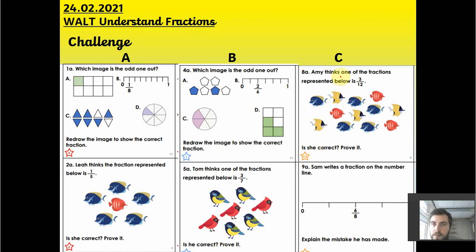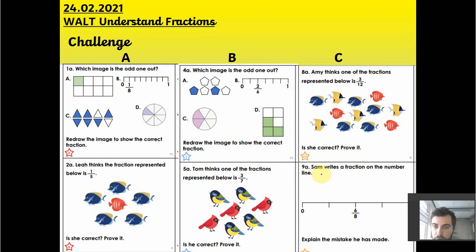And then moving on to C, Amy thinks one of the fractions represented below is 3/12. Is she correct? So again, you might want to count up and total the fish first to work out your denominator. And then, is there a group of 3 of specific fish? Yes, no. Again, explain and prove how you know.